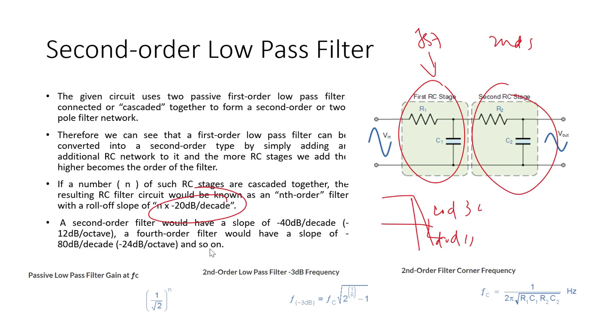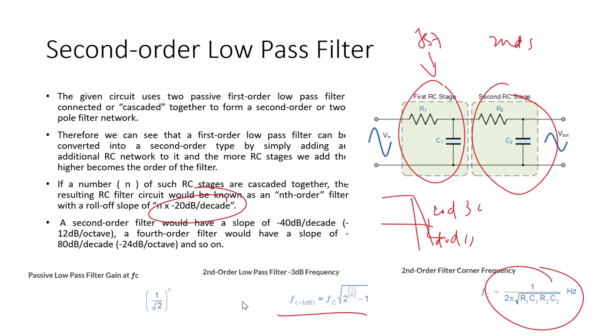Also we can calculate its corner frequency or cutoff frequency as 1 over 2 pi square root of R1 C1 R2 C2. So this equation is now modified. We are multiplying the capacitances and resistances because we now have 2 circuits. Also the second order low pass filter 3 dB frequency, which is that 3 dB gain which we discussed, can be found by Fc times the square root of 2 to the power 1 over 2 minus 1. These are the equations that you should probably remember by yourself.